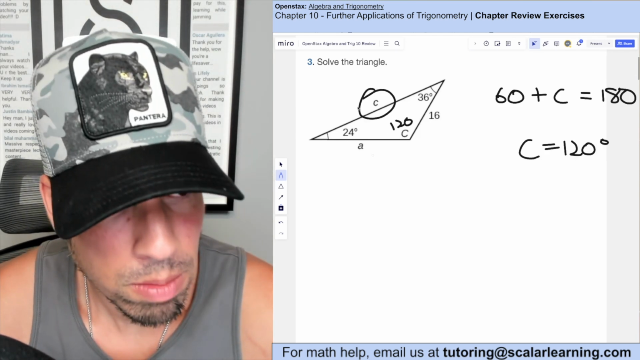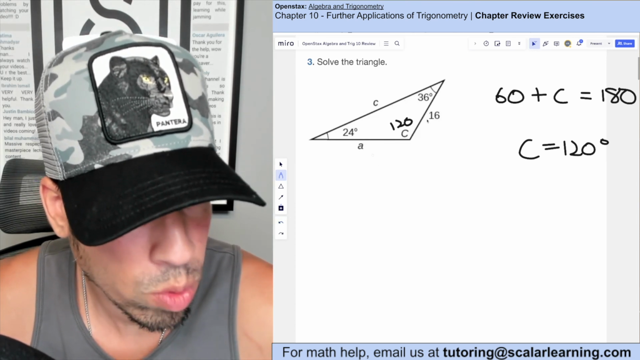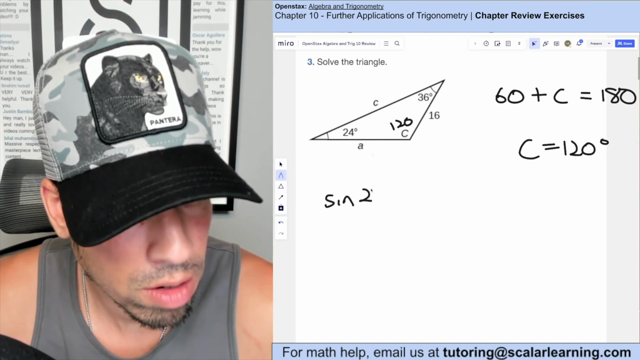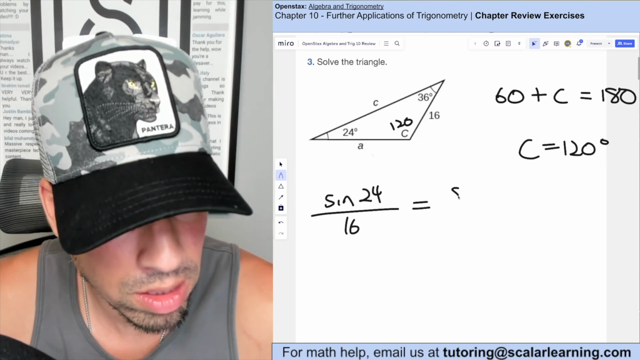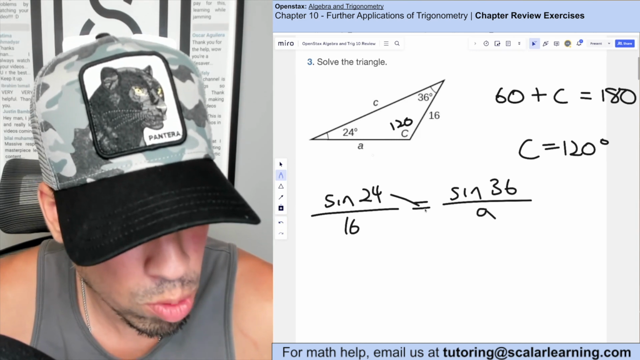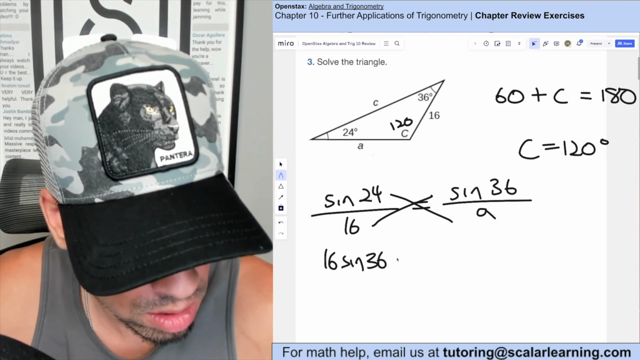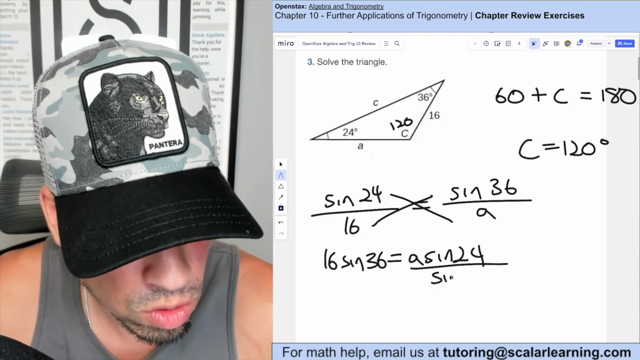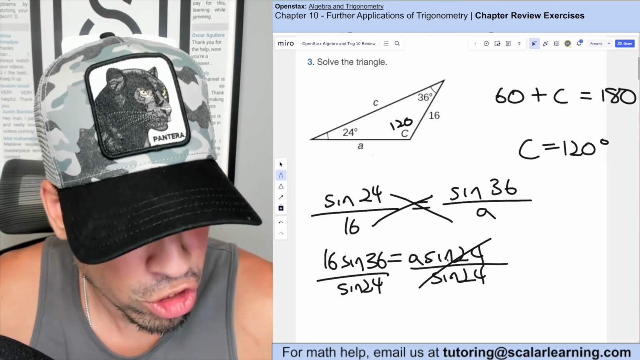Now, to get the missing sides, we're going to have to use law of sines. So first, I know that 24 and 16, they're a pair because they're opposite each other. So we say sine of 24 over its opposite side equals, let's go with sine of 36 over its opposite side, which happens to be A. So now we have a nice little proportion. Let's cross multiply and solve. We get 16 sine 36 equals A sine 24. Divide by sine 24 like so. And now we have an expression for A.